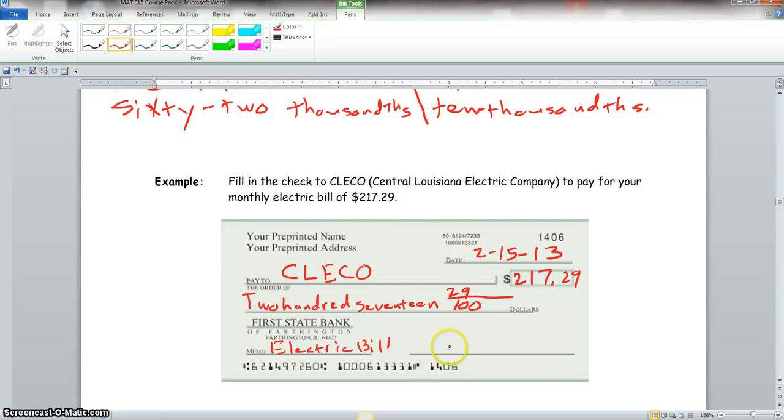And then sign your name however you signed it. I'll just put something there. That's a signature for you.